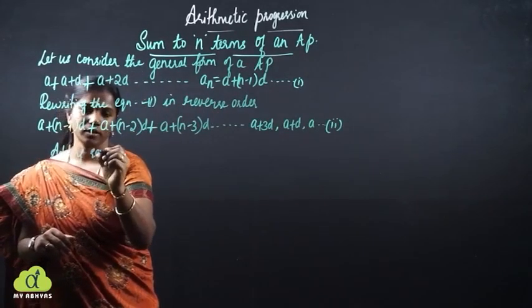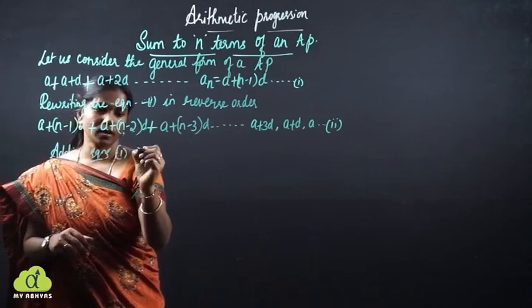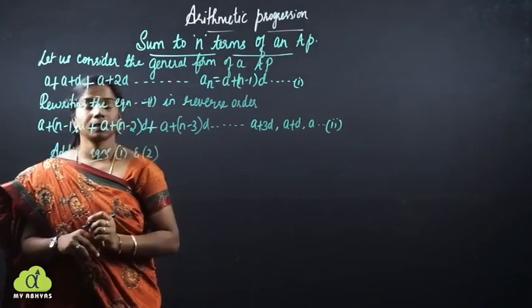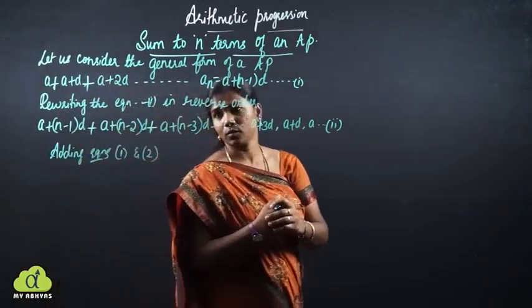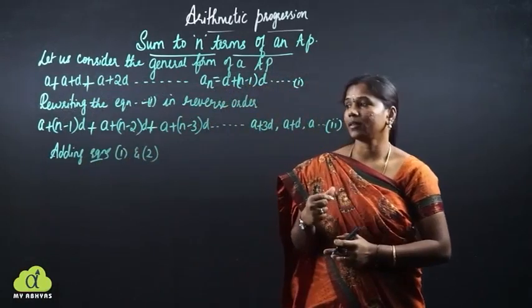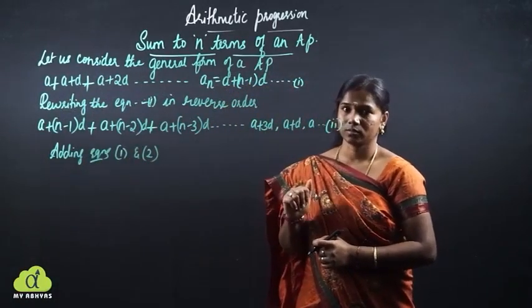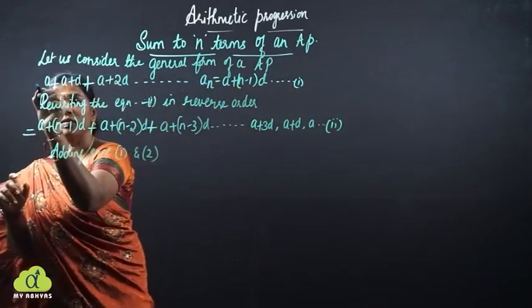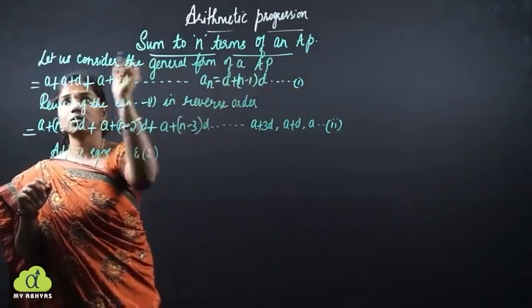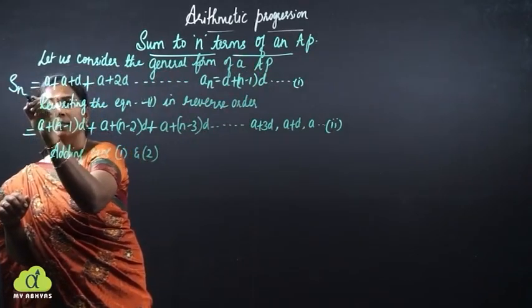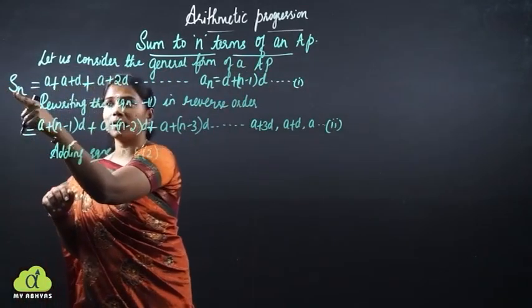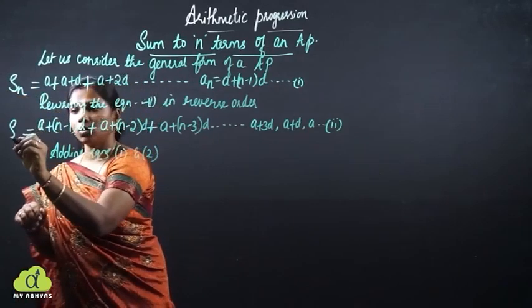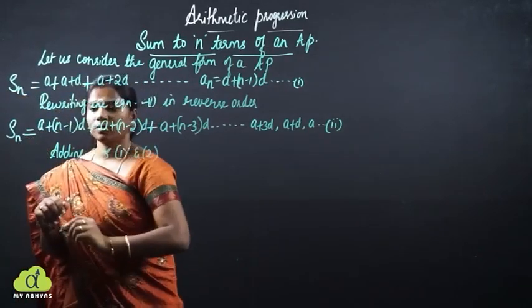Adding equations 1 and 2. Okay. Before adding equations 1 and 2, let us get the LHS of these two equations. So, what is this LHS? I have given the name as sum to n terms, so can we take it as Sn? S is nothing but the sum to n terms.